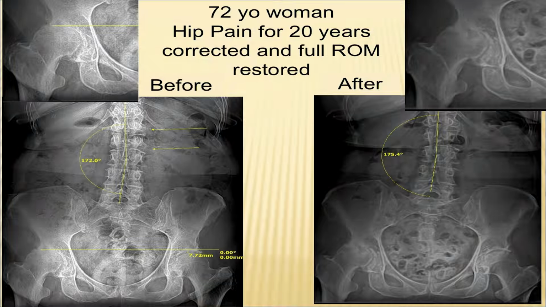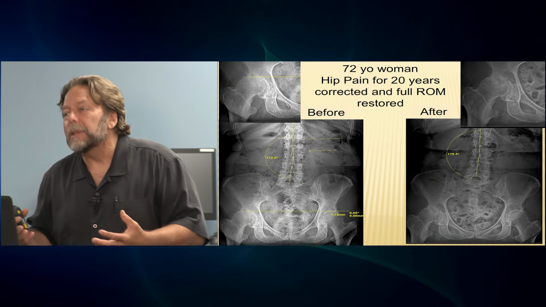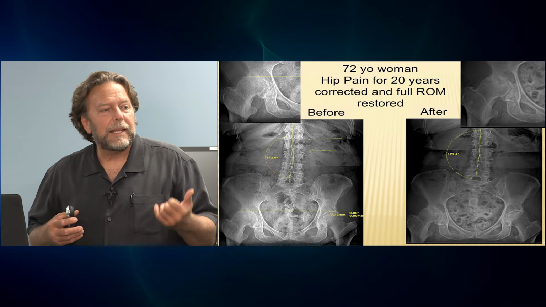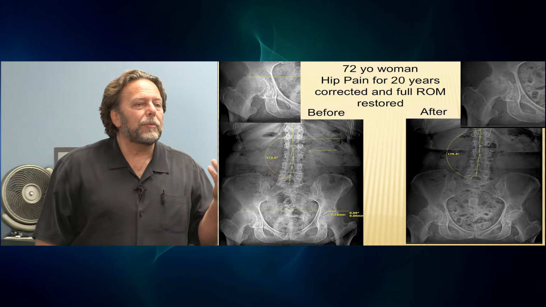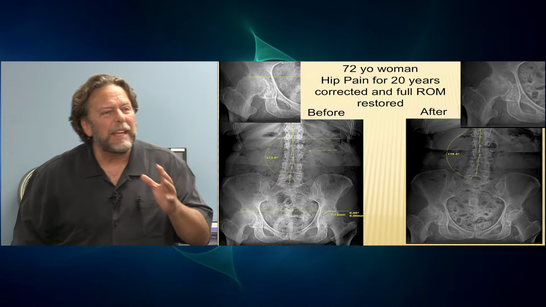A 72-year-old gal, and again, you'll see before hip up here, after hip over here. There's some slight changes. We're seeing a little bit of increase in the space. But why did she have so much pain relief? Because we fixed the gait, we fixed the hip, we stabilized the pelvis, we restored the nerve supply, we restored the blood supply. Doesn't that make sense?